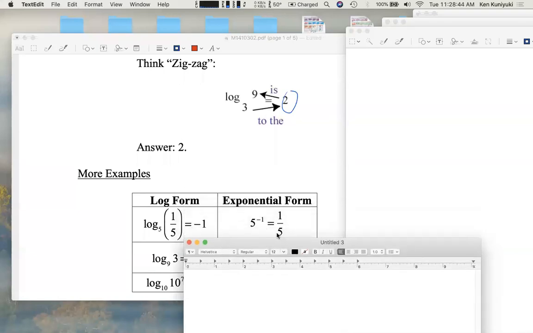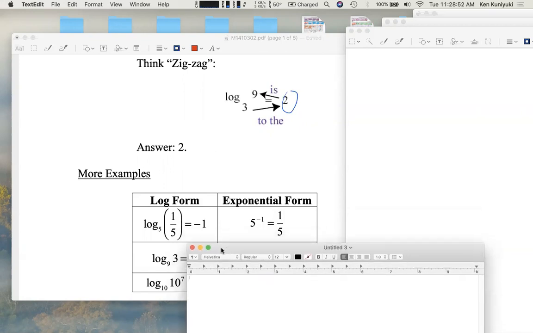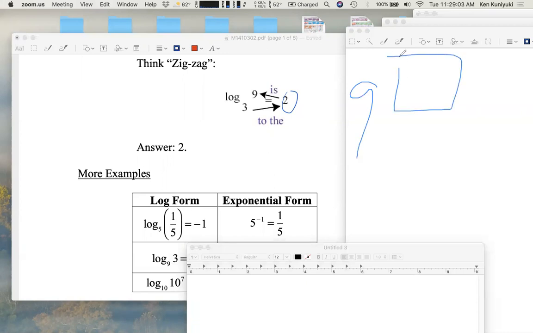Five to the negative 1 is 1/5. Negative 1 is our logarithm. Next, let's look at this over here. Log base 9 of 3 is what? 9 to the what is 3? And this is going to be a little bit trickier. 9 to the what is 3?